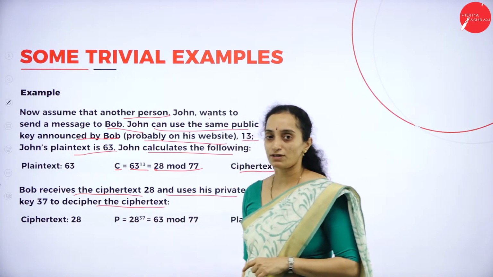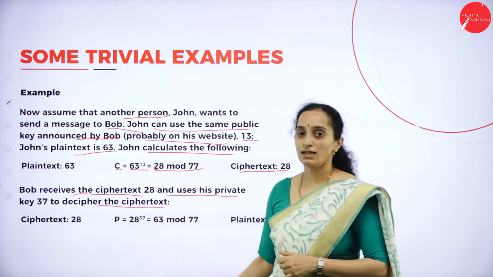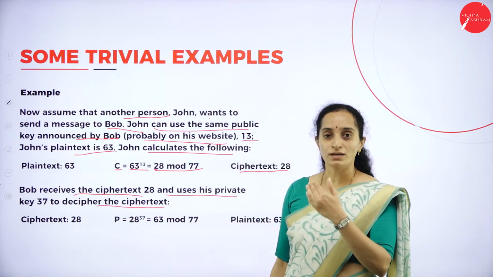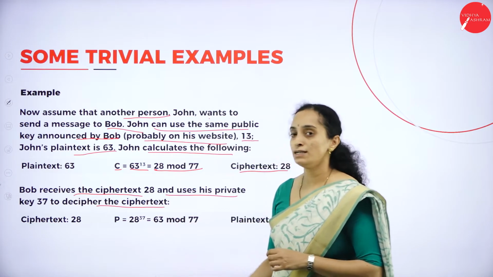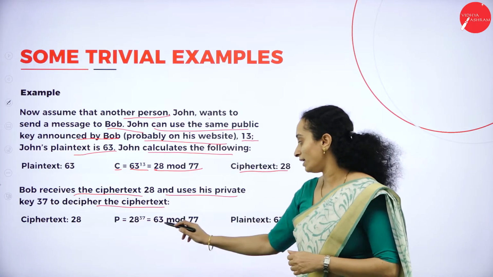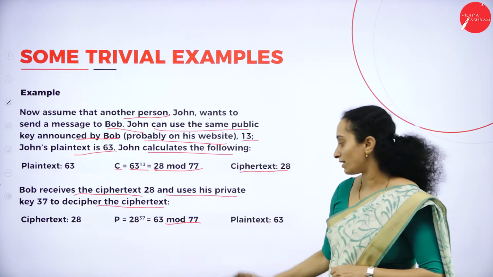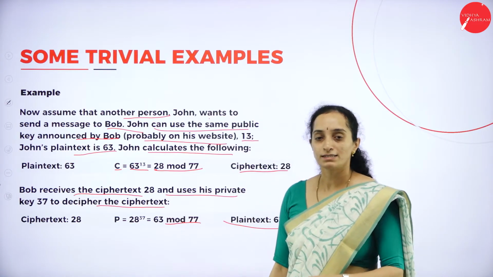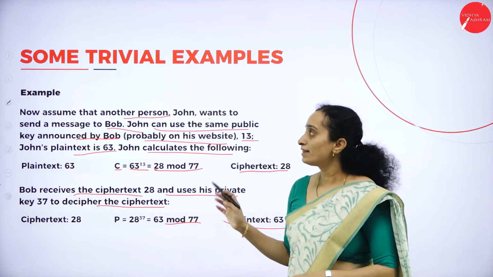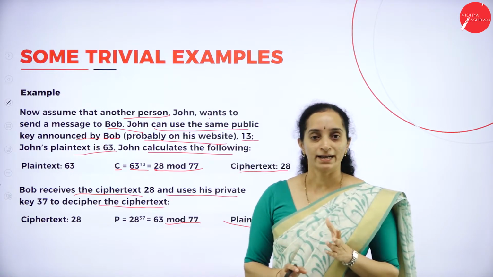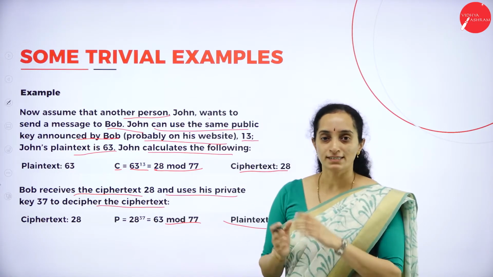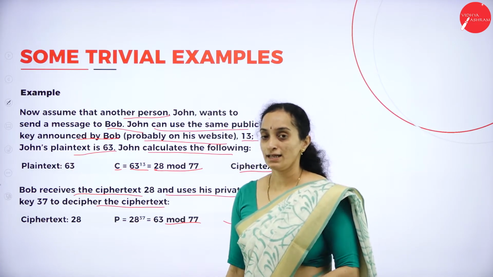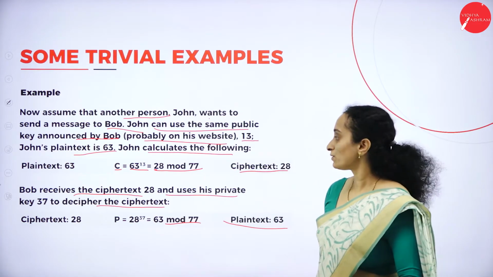So he uses ciphertext 28 to the power of 37, which gives the value 63 mod 77, where the plain text we generate is 63. This is how a plain text is carried to the ciphertext, and how a ciphertext is carried to the plain text in a Rabin cryptosystem.